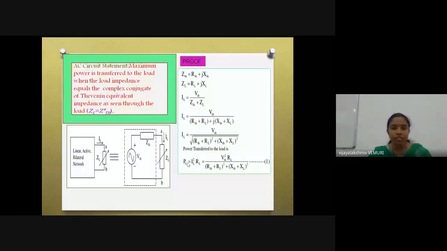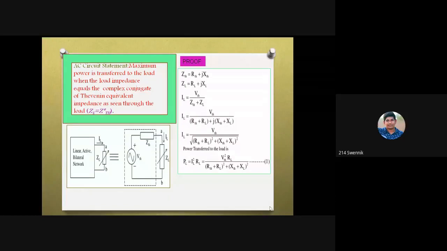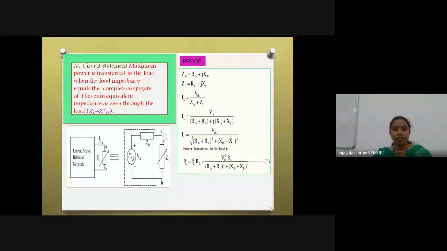Now what will be the power absorbed by the load? Always equal to I square into RL, or IL square into RL. So what is IL square here? You substitute this value. So this will be VTH square divided by the denominator, the root will go off since it is squared, into RL. That is written here. Are you following, ma'am? Yes, please respond. Yes, ma'am. Okay, you are following, right?